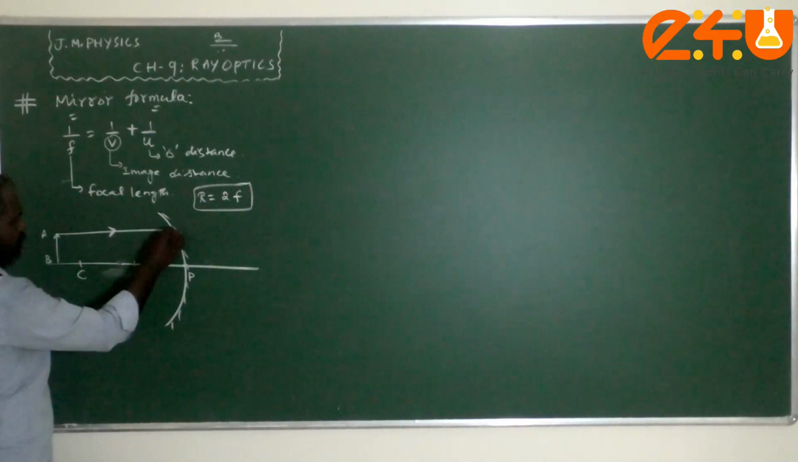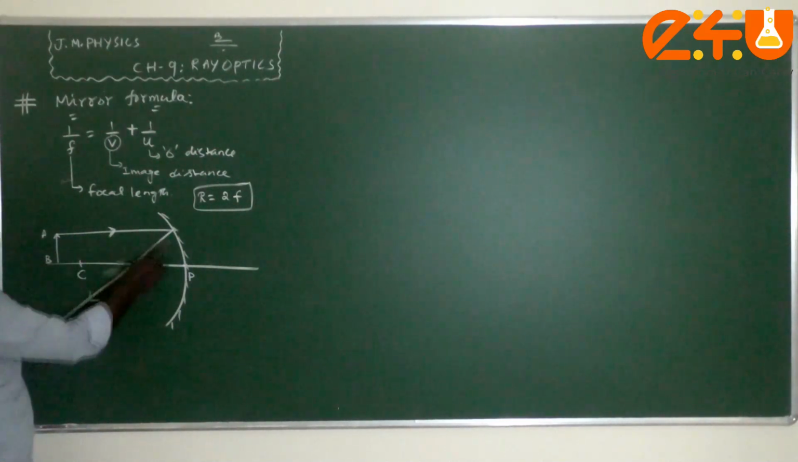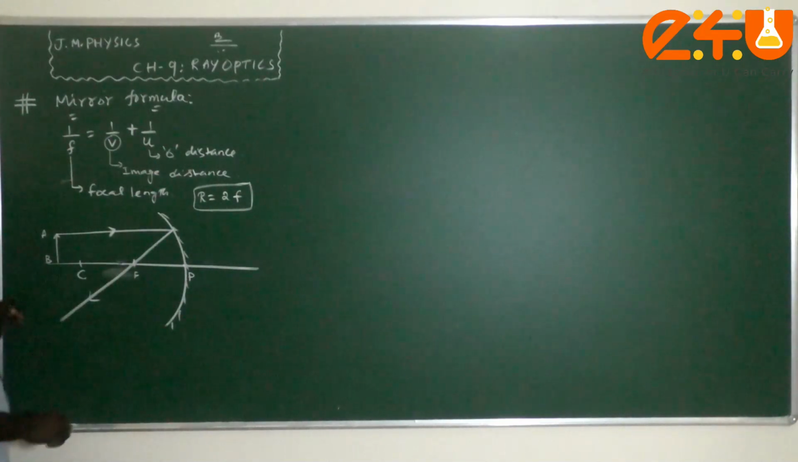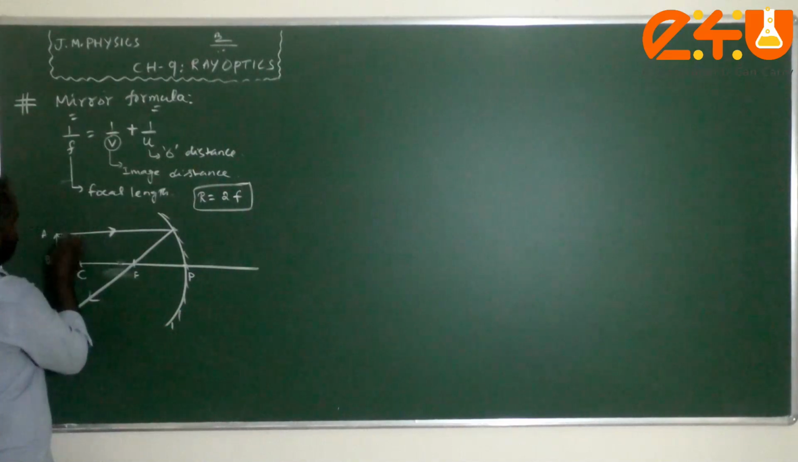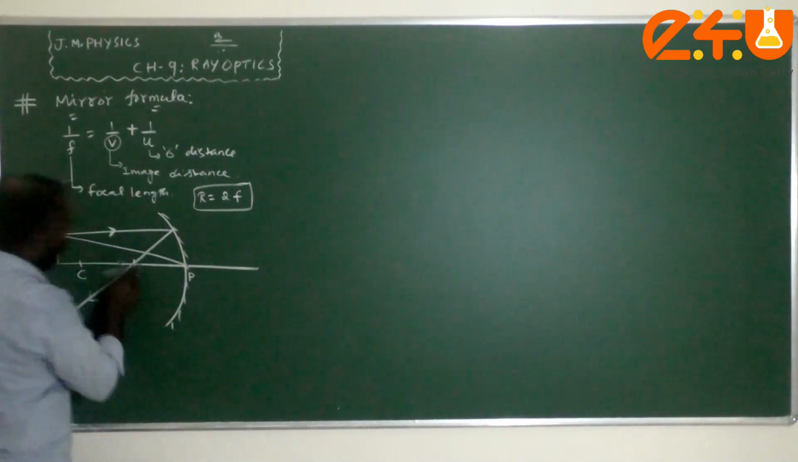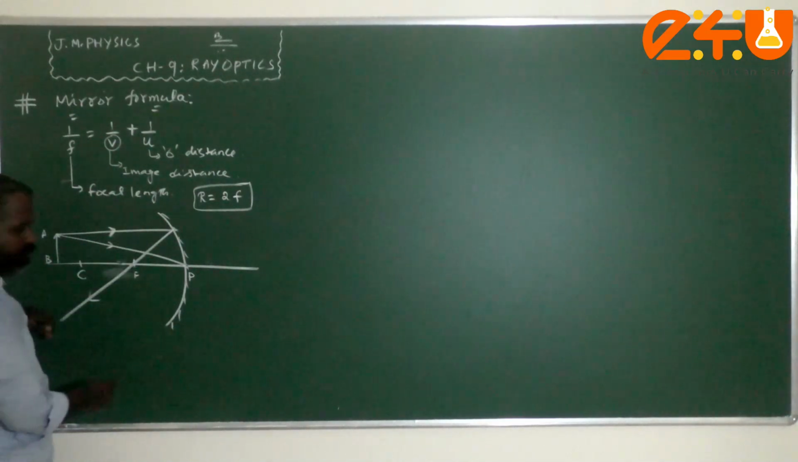So now please see that when parallel light rays fall on the mirror, the reflected ray passes through the principal focus of the mirror. Yes, children. Now the next one, you just see that. You can take any two rays, but I take these two rules for ease of derivation.